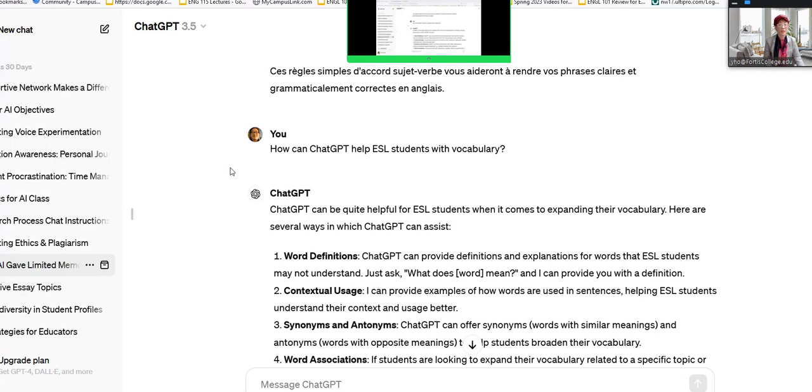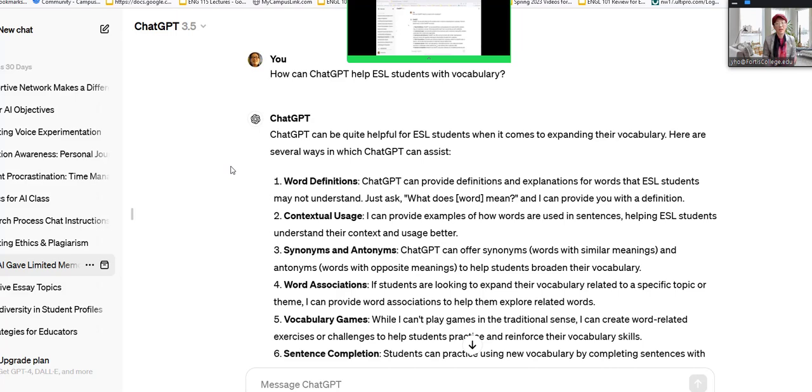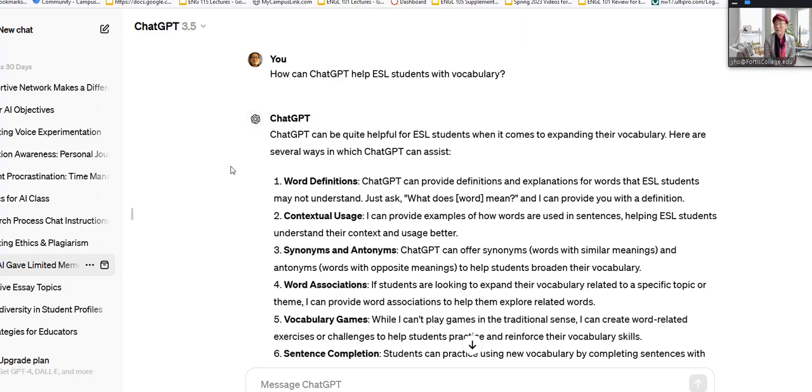So you can ask ChatGPT, how can ChatGPT help ESL students with vocabulary? ChatGPT can be quite helpful for ESL students when it comes to expanding their vocabulary. So, word definitions. ChatGPT can provide definitions and explanations for words that ESL students may not understand. Just ask, what does this word mean? And ChatGPT can provide you with a definition.